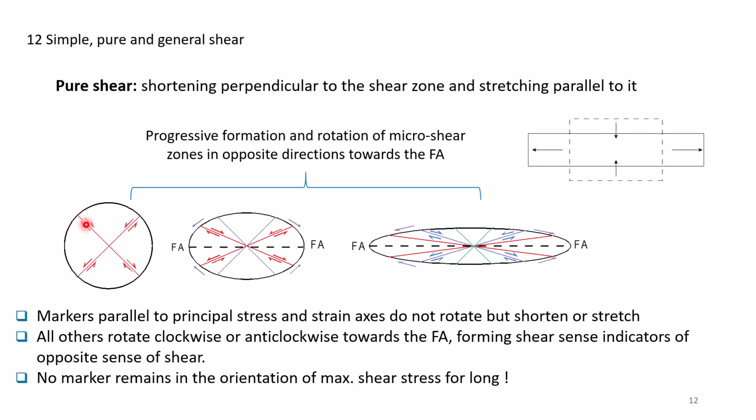We see here whenever we form any strain markers in this orientation, very quickly with progressive vertical shortening and lateral stretching, these strain markers will rotate out of this favorable orientation of maximum shear stress. Eventually, a foliation will form parallel to the fabric attractor, and that most typically will be a continuous foliation.